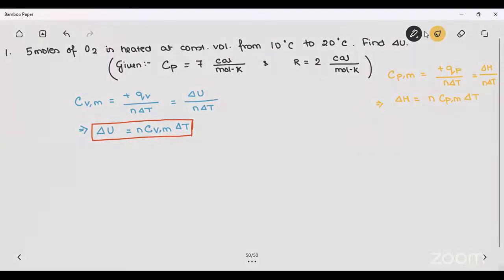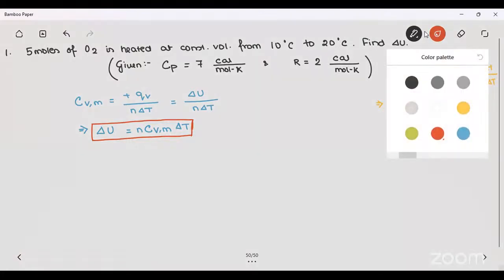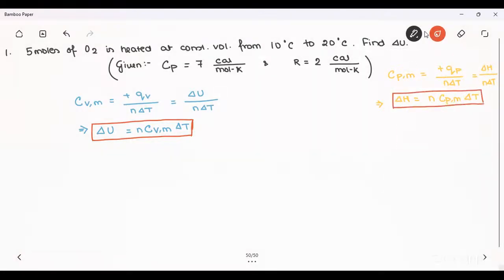Delta T. So, this is also a very important formula. Okay. So, up to this, it is clear, right? Hopefully.